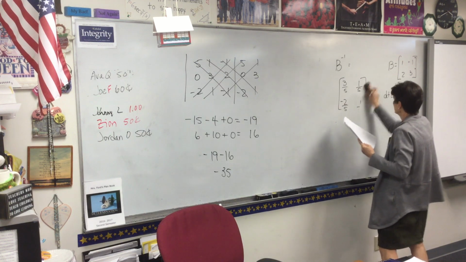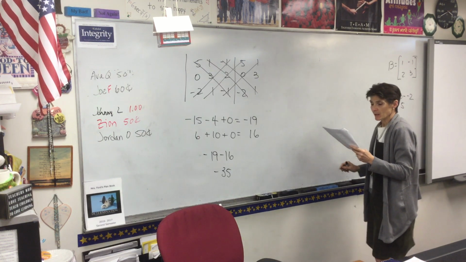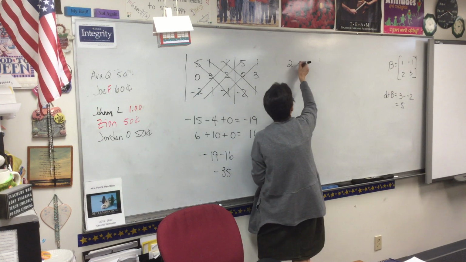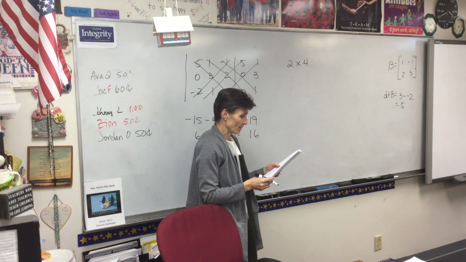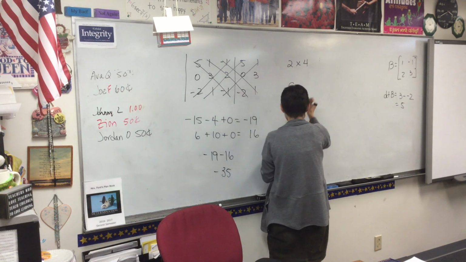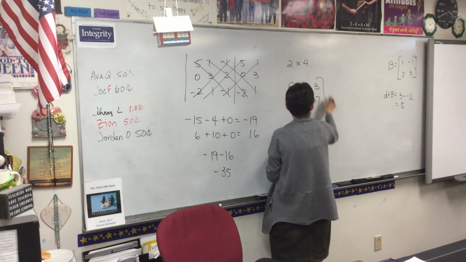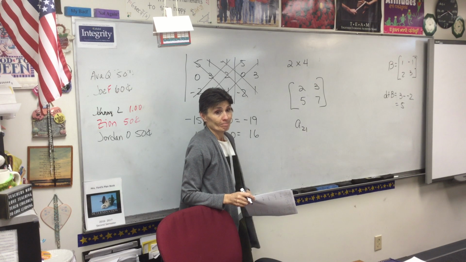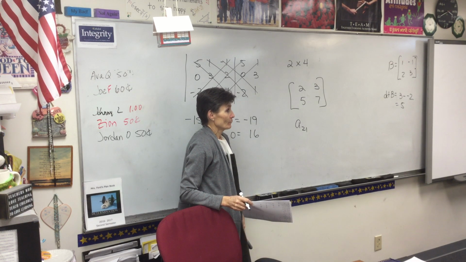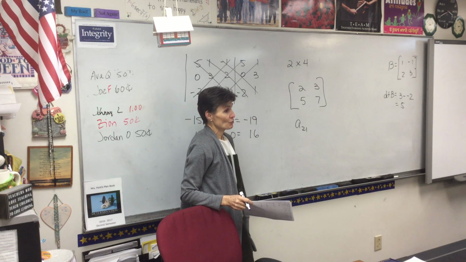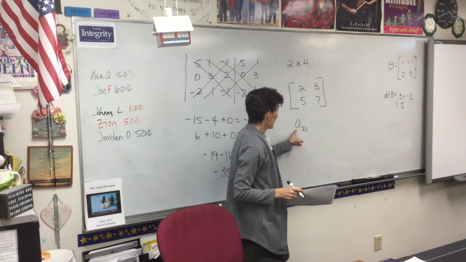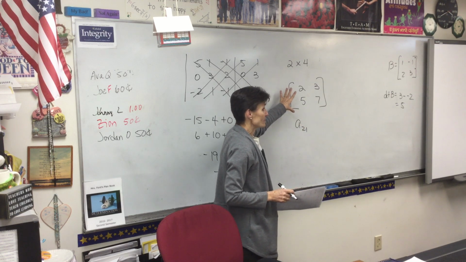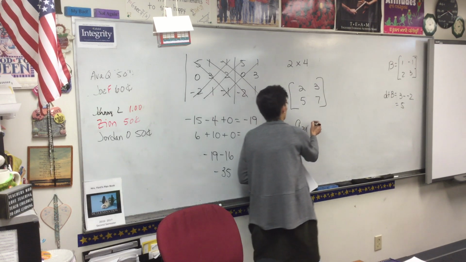Now we got some vocab. Whoa, that's awesome. What are the dimensions of this matrix? 2 by 4. 2 rows, 4 columns. You just write 2 by 4. If this is matrix A, what would this be? 2 by 1. No. Uh-oh. That means the entry in matrix A that is in the second row, first column. So the entry that's in the second row, first column is 5.